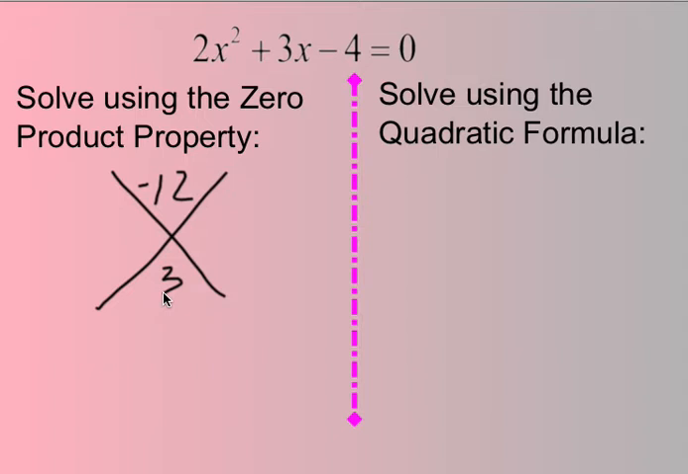What things multiply to 12? 6 and 2, 3 and 4, 12 and 1. None of those are going to add up to 3. So this is actually not factorable.